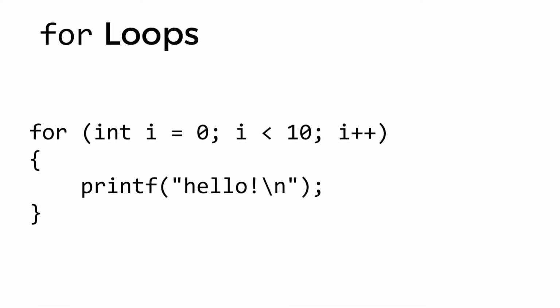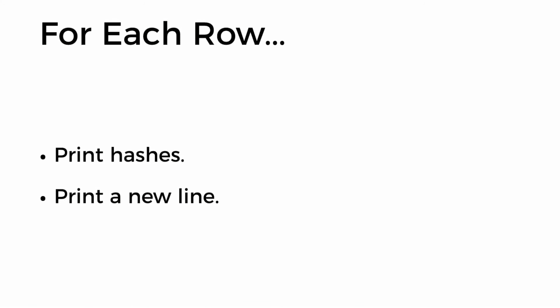So what do you want to do? Well, you also probably want a for loop, but for each row, rather than printing hello, you're going to want to print out the appropriate number of hashes, and then print out a new line. How many hashes do you want to print out? Well, on the first row of the pyramid, you probably want 1 hash. On the second row, you want 2 hashes, so on and so forth, up until the entire height of that pyramid.